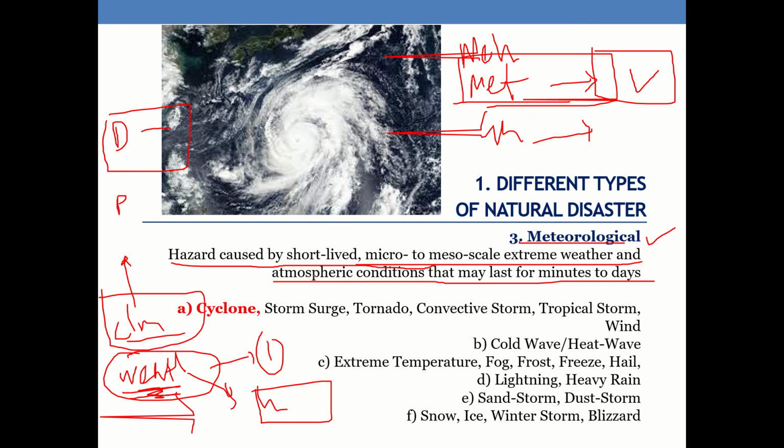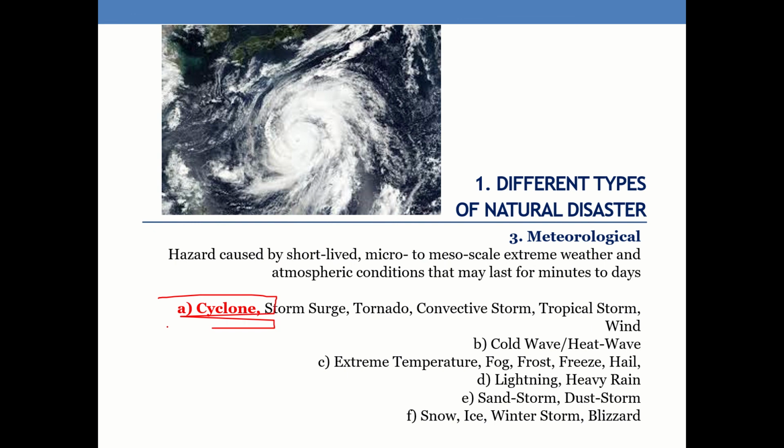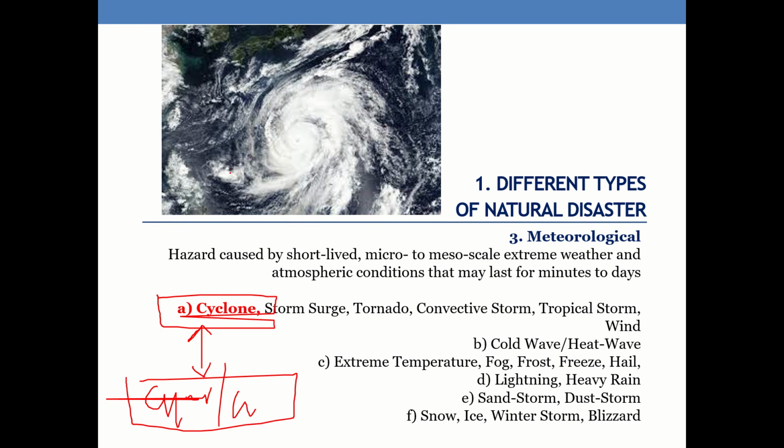Under meteorological disaster, there are certain things put here, of which the first one is cyclone. In your syllabus we have this in detail as one of the units. We will discuss what cyclones are, what tropical cyclones are in specific, how they are formed, what global winds are, and how the global wind patterns across the world have an impact on local cyclones and so on and so forth.